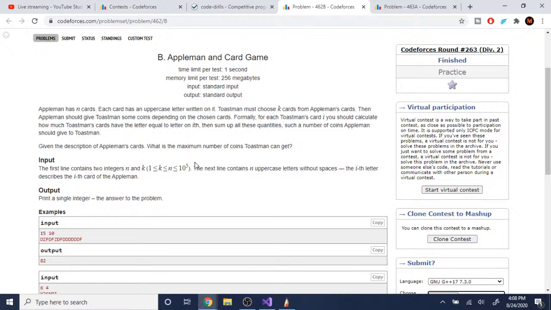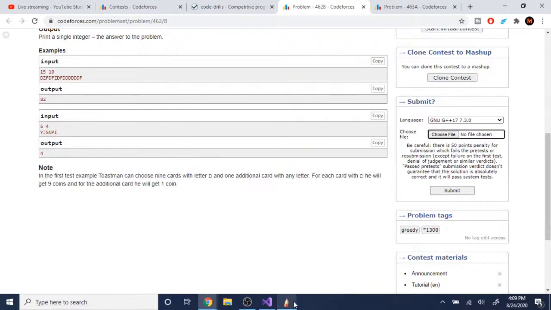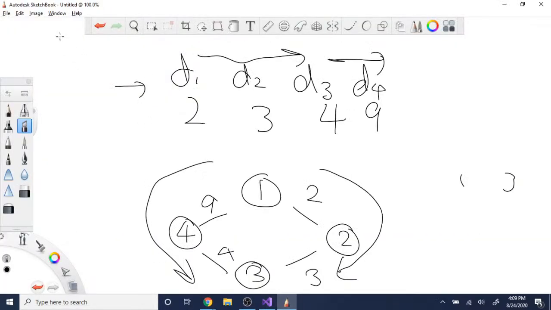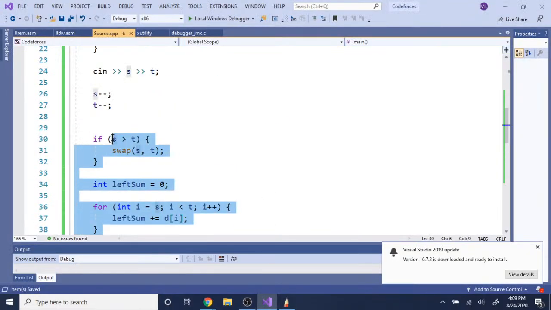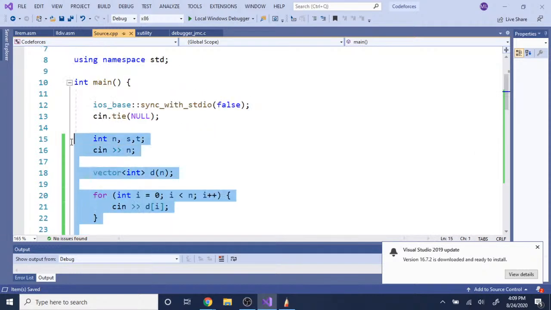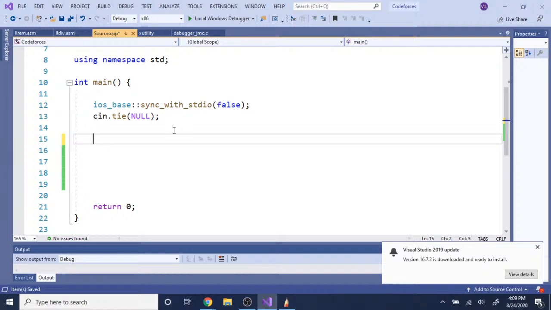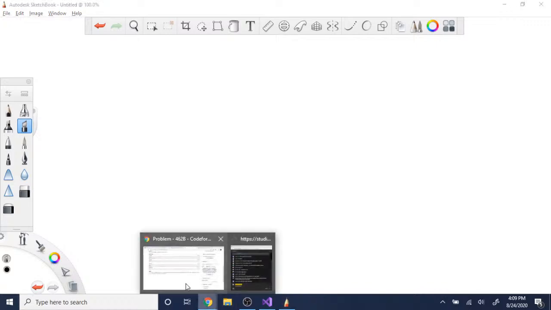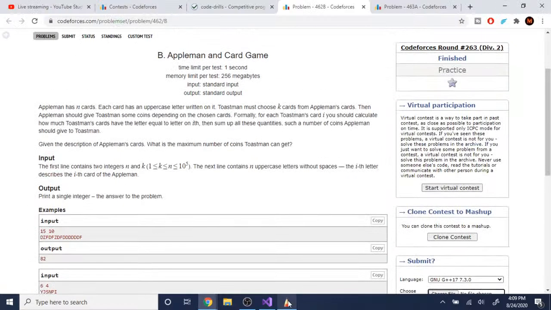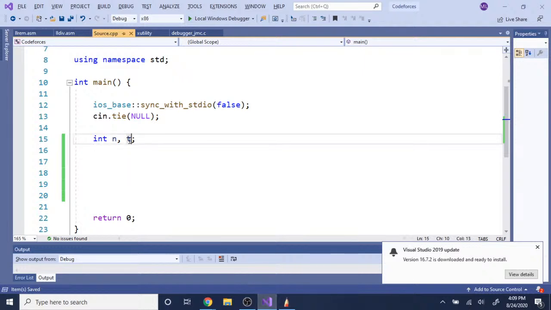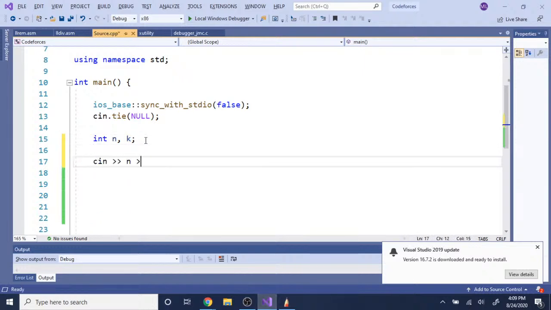Okay, so let's read in N and K, and then read in STR, the string. So let's do that first. I'm going to clear this. So they said N and what did they say? N and K. So read in N and K, and then let's read in S.